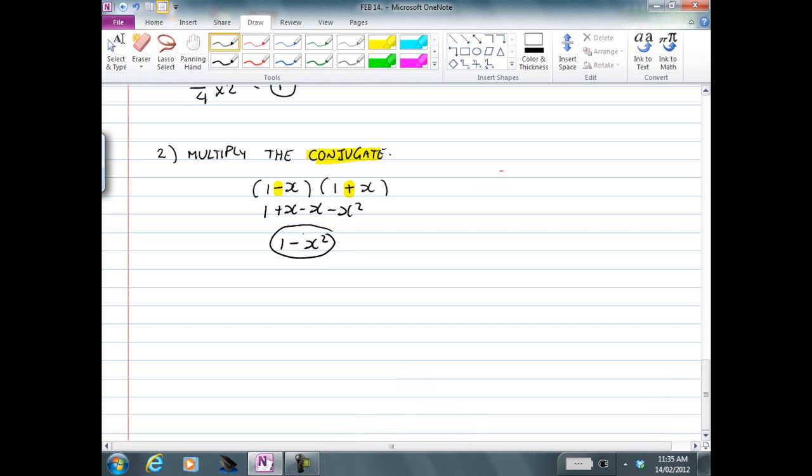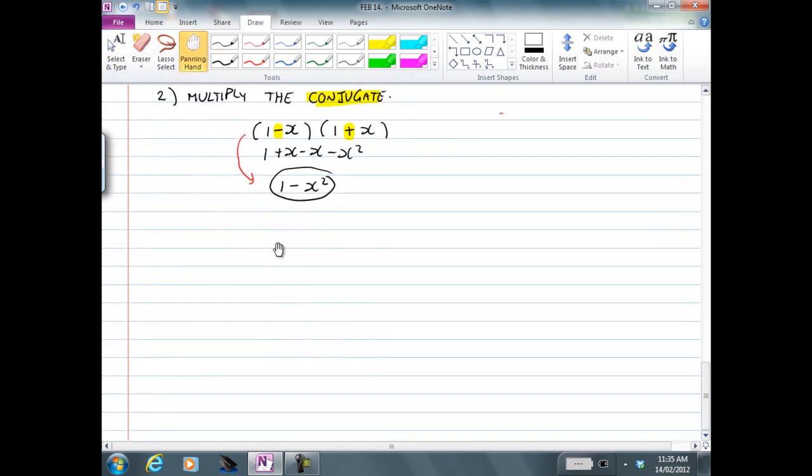I want you to focus on the pattern, because I want you to go from here to here in one shot when you multiply it by the conjugate. Focus on how the pattern works. The middle numbers just disappear.